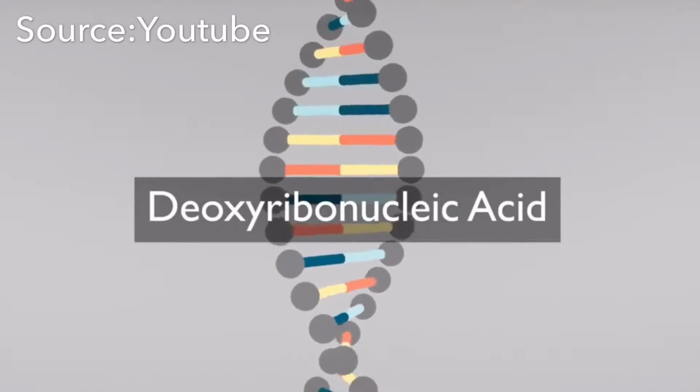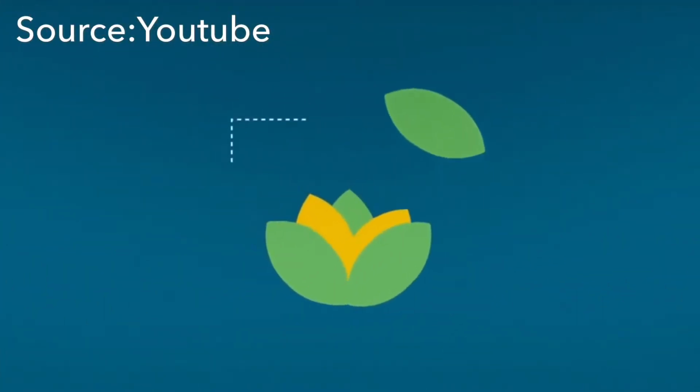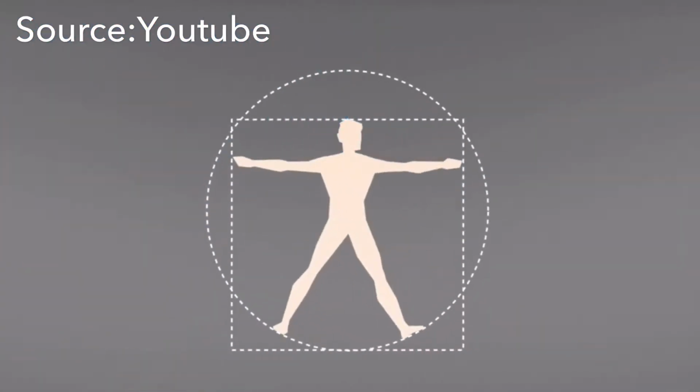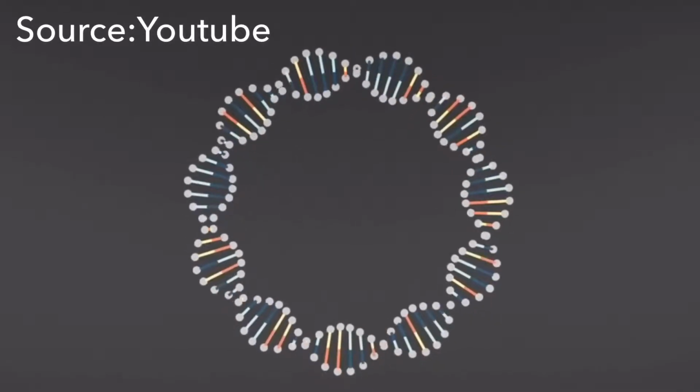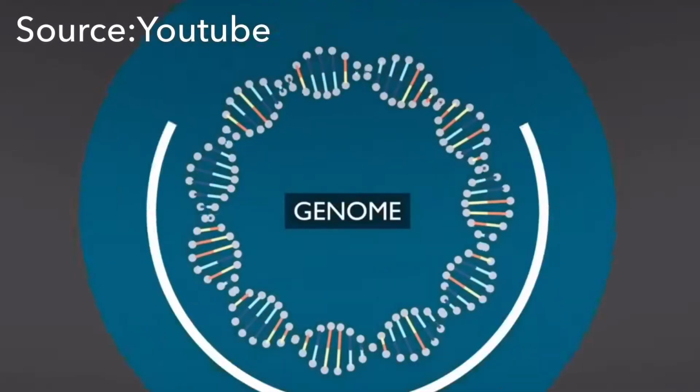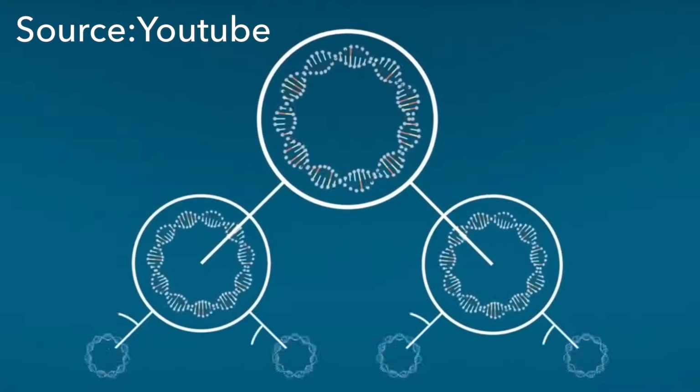The instruction manual for how to build life. From microbes to plants to human beings, it defines us all. The complete set of instructions encoded in an organism's DNA is called its genome and is passed from parent to offspring during reproduction.